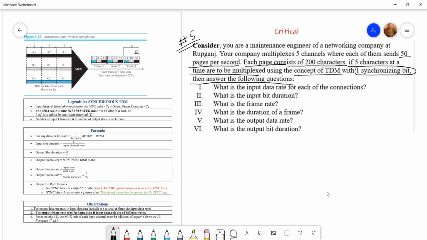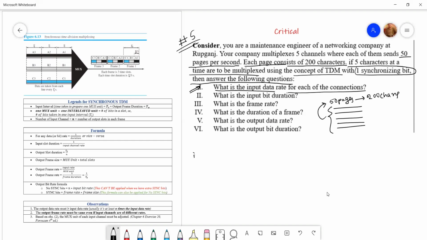If the 5 channels are sending 50 pages per second, and each of the pages now contains 200 characters a second. Now the question number 1, I think, is going to ask you the same thing: what is your input data rate for each of the connections? The thing is that you have 5 channels. Each of the channels is sending 50 pages, and each page now contains 200 characters. These things are the same for each of the 5 channels.